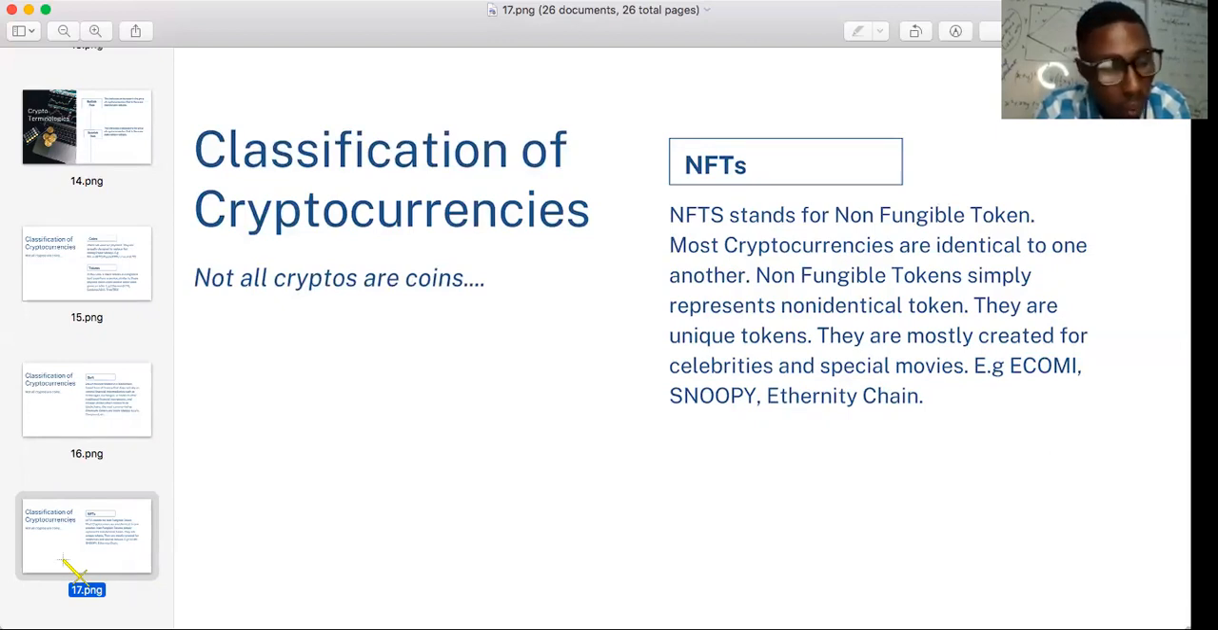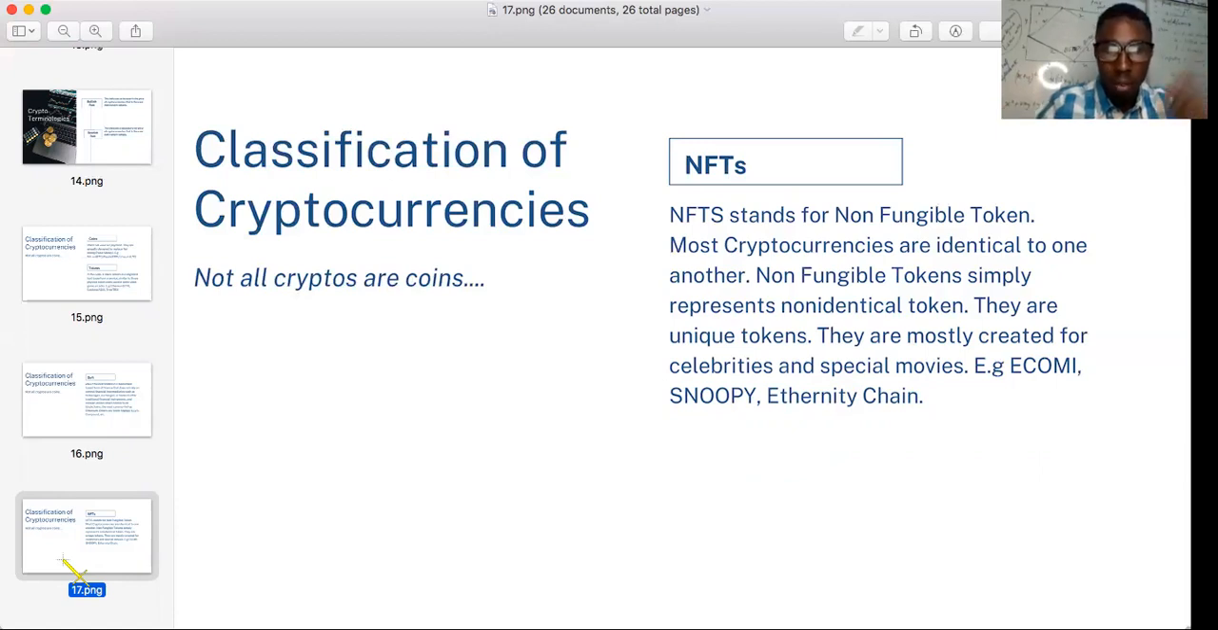And what does it mean? Let's say, for example, this phone, this particular phone that I'm holding. If this is an NFT, it means there is no other phone that is exactly like this. There is no other one; it is unique. There's only one of these. That is one thing about NFTs.